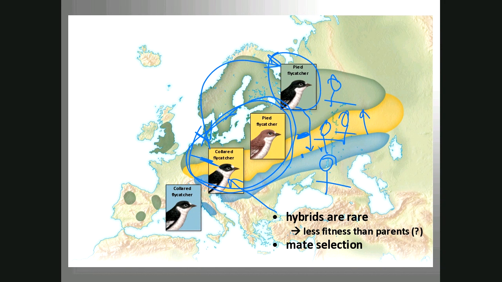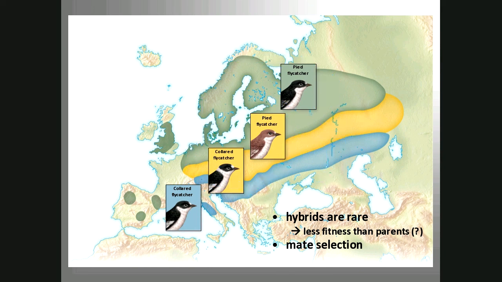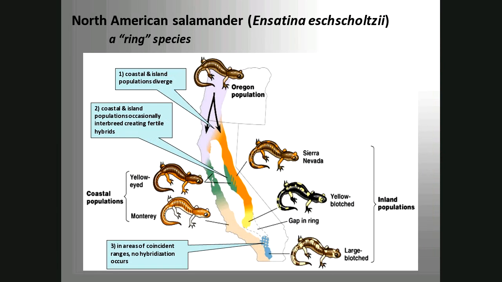All right, let's go back to this idea now of allopatric speciation, when an organism is spreading out through the environment. In other words, a river doesn't form between you, but as these organisms move out, maybe they come across a mountain range. This is a really good example. The North American salamander, Ensatina eschscholtzii, is an example of what we call a ring species. Let me show you what we mean by that.